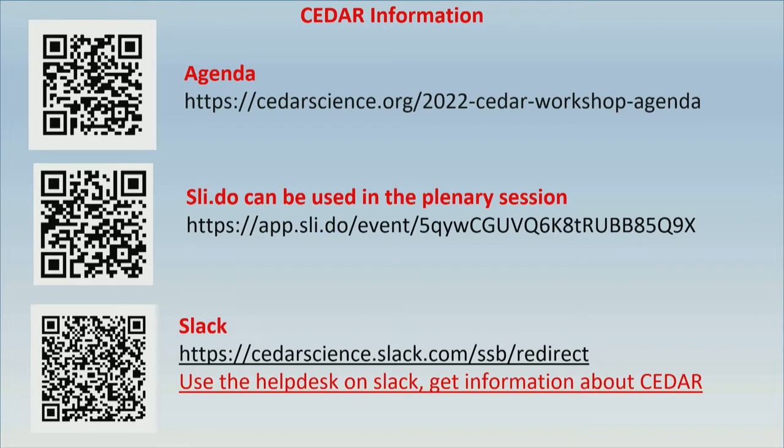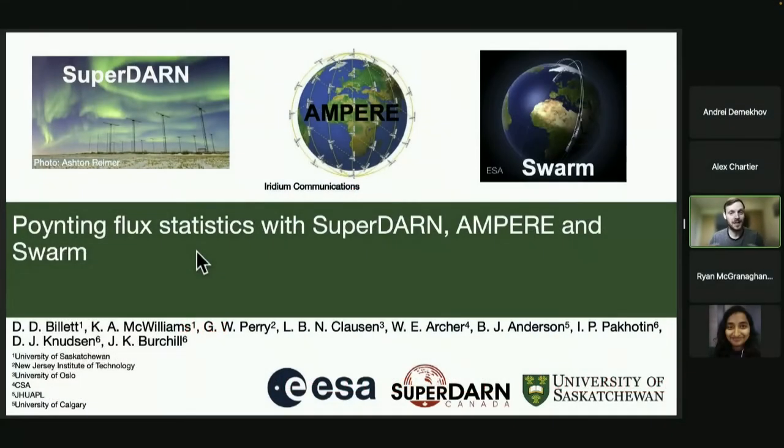So this will be a very general talk about some of the collaborative work we've been doing over the last year, which has been focused on global scale Poynting flux statistics. We've been using data from SuperDARN, AMPERE, and the Swarm satellite, which all have a lot of global data coverage over many years now. So they're in a really great spot to use for statistics.